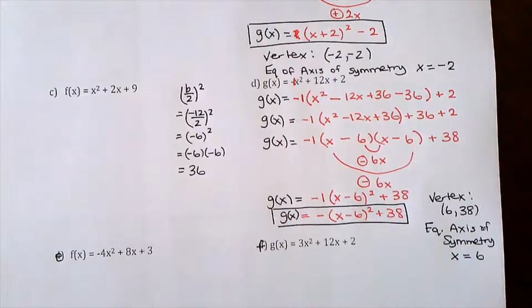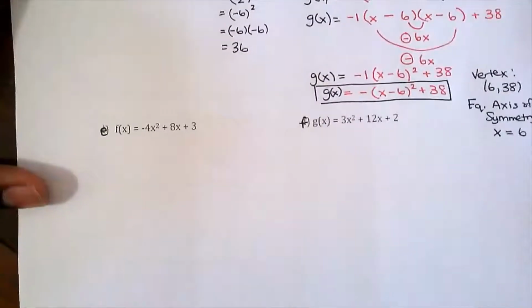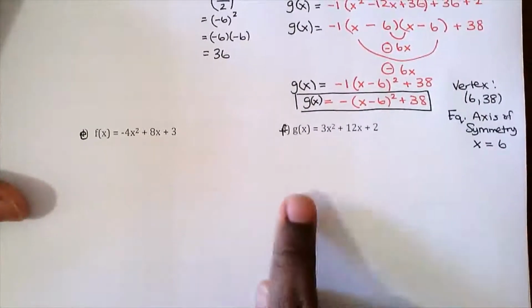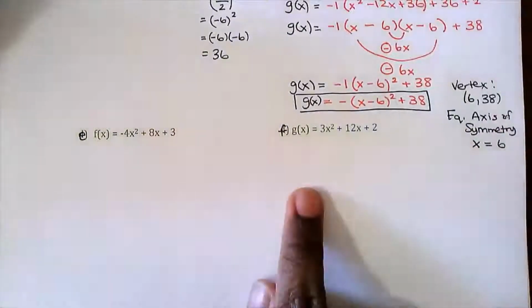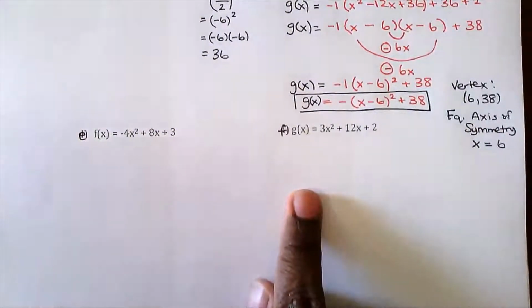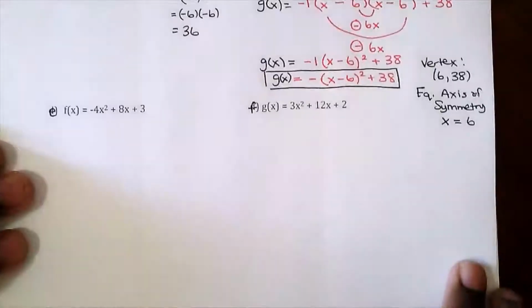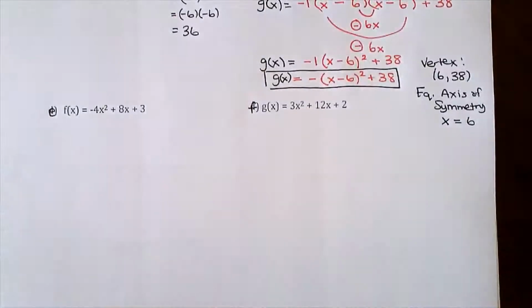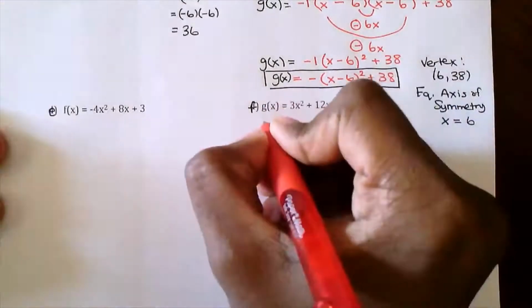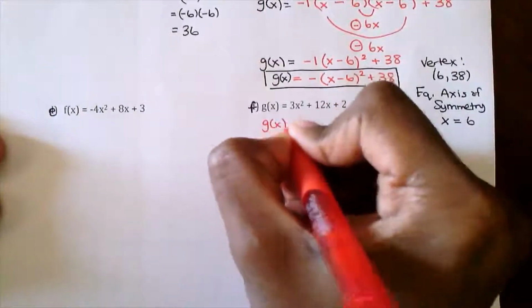I'm going to show you one last example where it gets a bit more difficult, but again, following the exact same steps. So let's do, you know what? I'm going to do F with you, and then I want you to try A, C, and E on your own. So let's look at this. It says g of x is equal to 3x squared plus 12x plus 2. Same steps as before. I'm just going to switch the colors to make it more interesting this time.